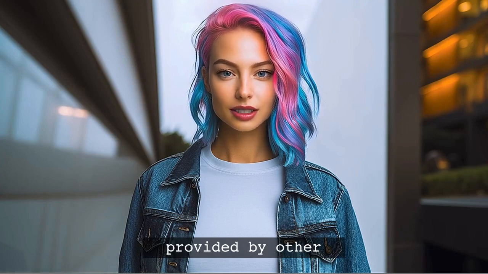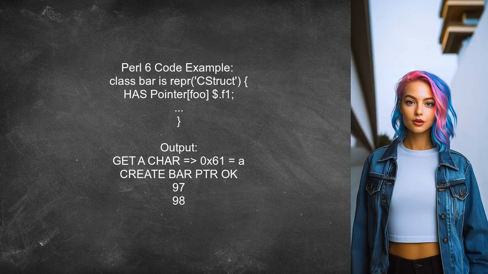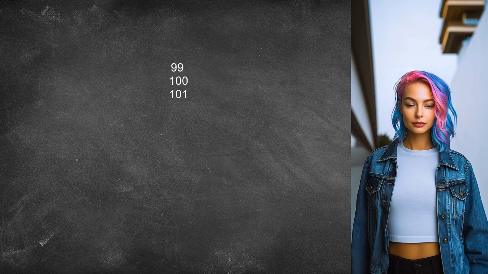Now let's look at the answers provided by other users. An alternative approach provided by a user involves creating a C function to allocate a struct bar on the heap. This function initializes an array of pointers to struct foo using malloc for memory allocation. The Perl 6 side defines the struct bar with pointer attributes for each foo element, allowing access to the data.